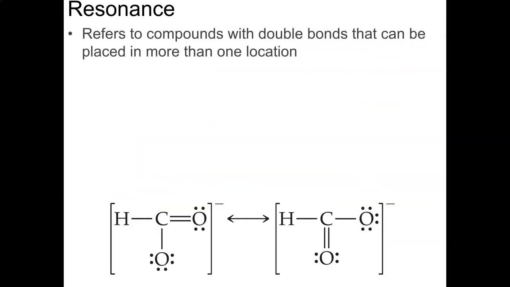Resonance refers to compounds with double bonds that can be placed in more than one location. So when you're doing your Lewis structure, sometimes you have a situation where you could choose. I could put the double bond here, I could put it here. When you have that choice, you have resonance.